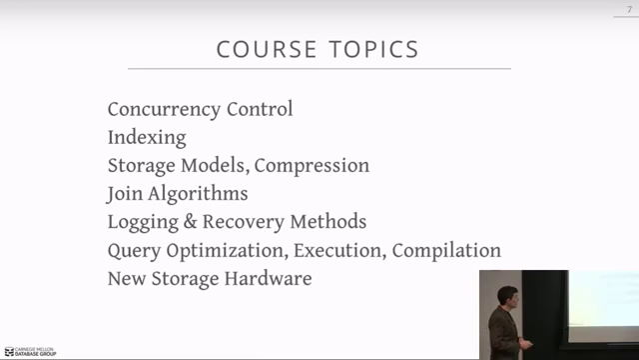All right. So in general, the layout of the course is roughly as follows. Starting next week, we'll talk about concurrency control, because that's a big part of having multiple transactions run at the same time and run correctly. Then we'll spend about a week and a half talking about indexing methods and data structures. We'll talk about storage models, compression, modern join algorithms for multi-core, many-core environments, logging and recovery methods, query optimization, execution and compilation, and new storage hardware.